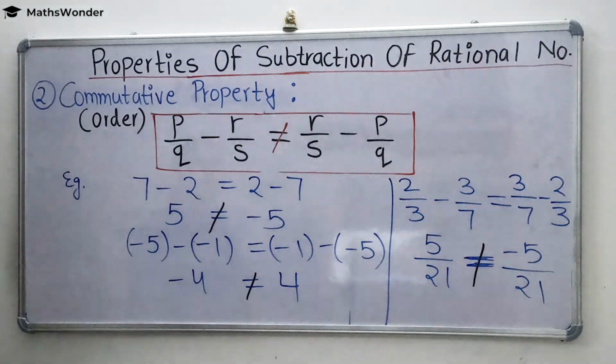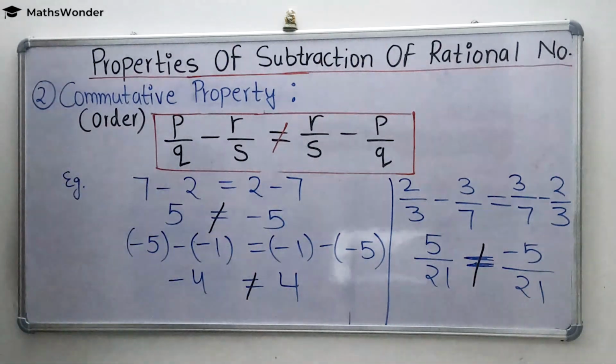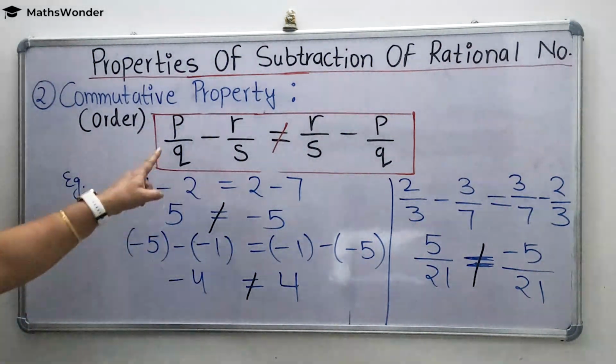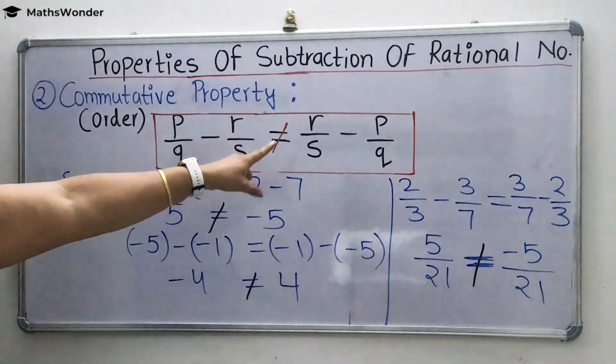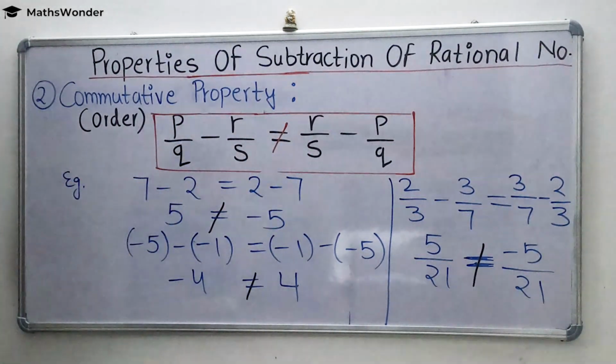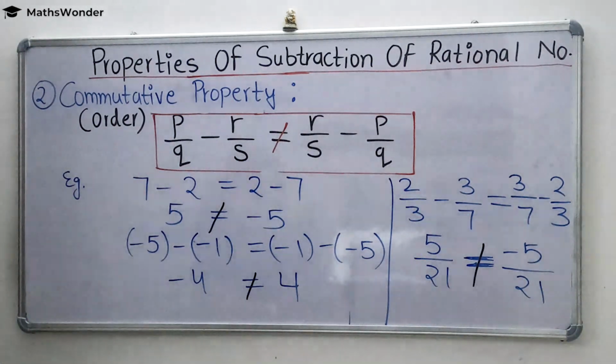Okay, so this is the commutative property. In the lower grades, I mean third, fourth, fifth grade, we learn this property with the name of order. Now in the higher grades, we learn this property's name is commutative. Commutative means if you commute from home to school and school to home, the distance remains the same, right, in addition. But in subtraction, it will change.